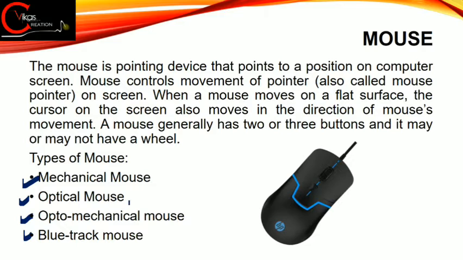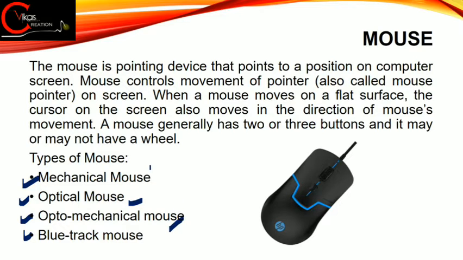Next we have the optical mouse. This optical mouse is generally used in most of the computers. In this optical mouse, we have a red colored light which blinks. And this red laser light is generally used to identify the position of the cursor on the computer screen. Then next we have the optomechanical mouse.